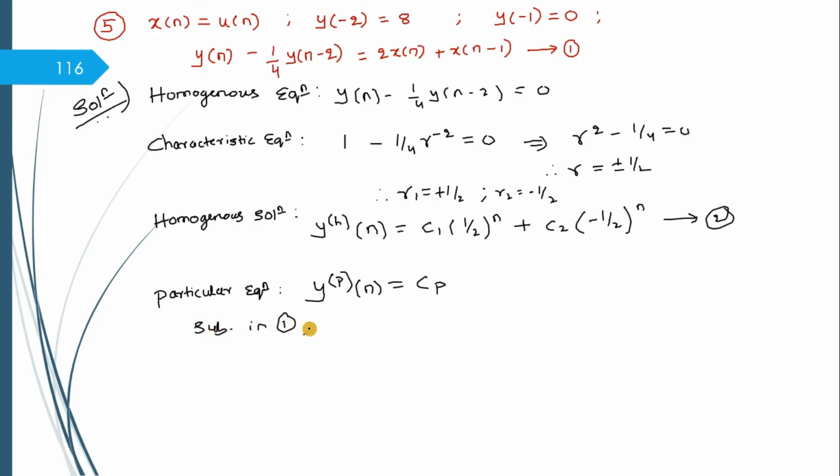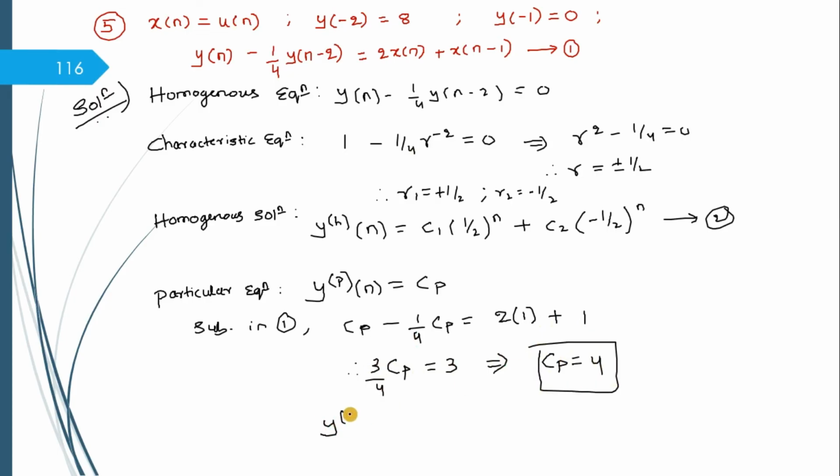Now substitute it in 1. We get Cp minus 1 by 4 Cp, because a constant will not be altered by time shifting. The input gives 2 into 1 plus the past value of x, and for that u of n has 1 itself. Therefore this is 3 by 4 Cp equal to 3, so Cp is equal to 4. Hence your particular solution is 4. That's it. I name it as 3.